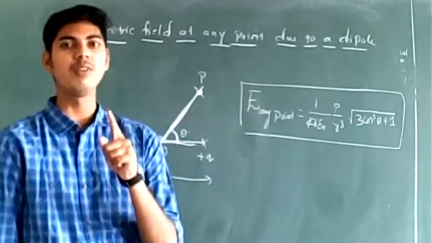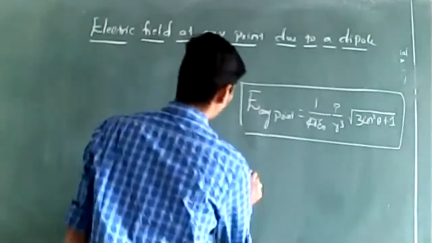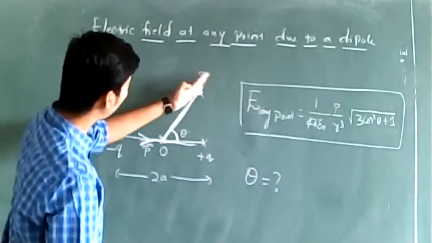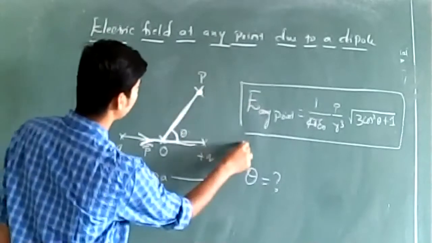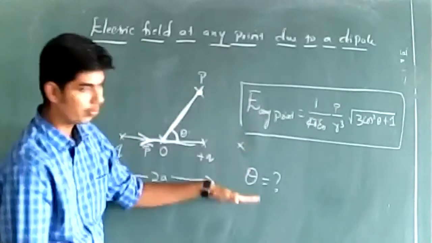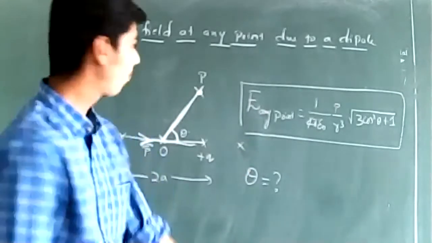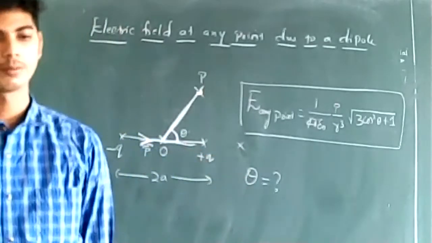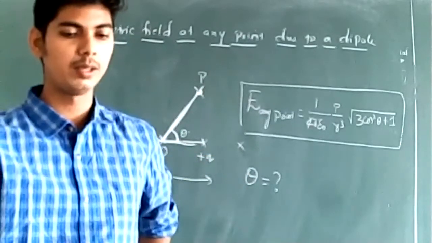Can you tell me what will be the value of theta if the point is on the axial line? If the same point is on the axial line, what will be the value of theta?